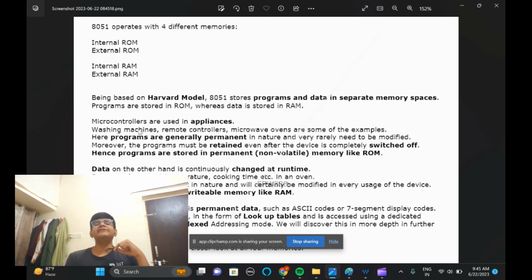Microcontrollers: I have already told you the 8051 is based on the Harvard model. For the memory, we have separate memory for programs and separate memory for data. Microcontrollers are used in appliances. Some curious minds might wonder why that sentence was already written, but if it is not used in appliances, then why would we create this IC?